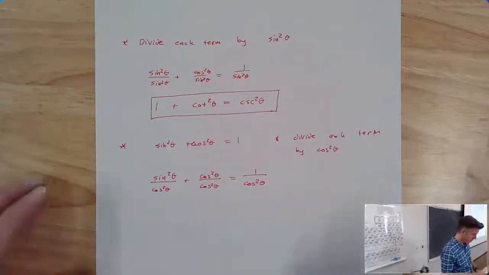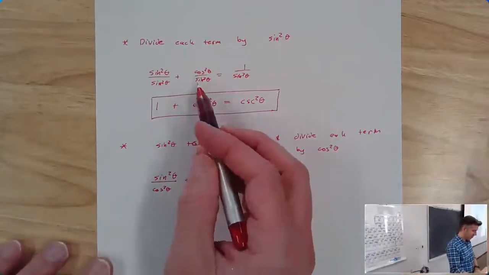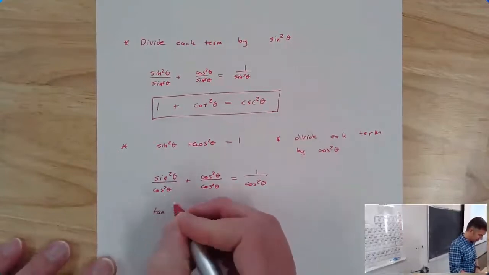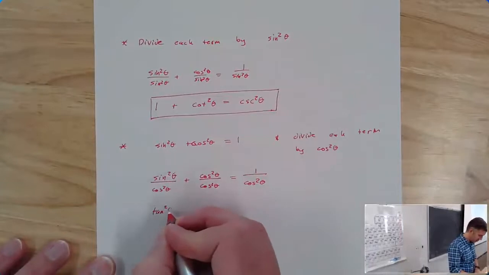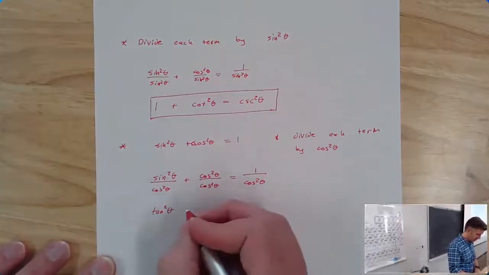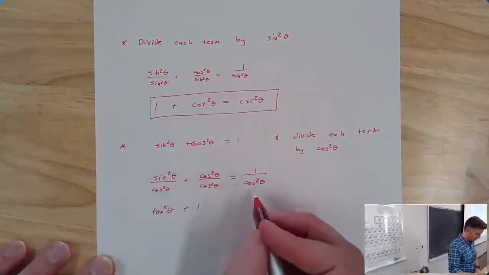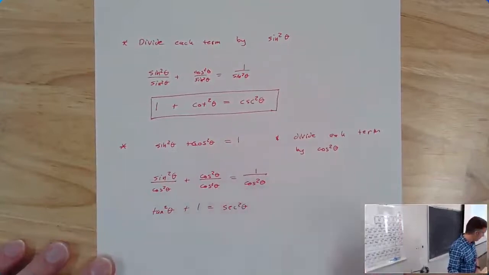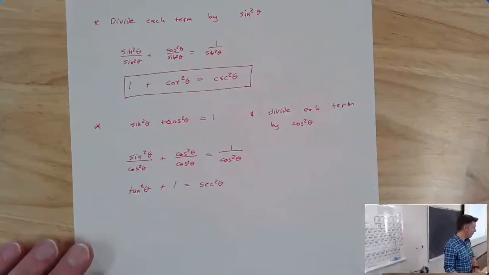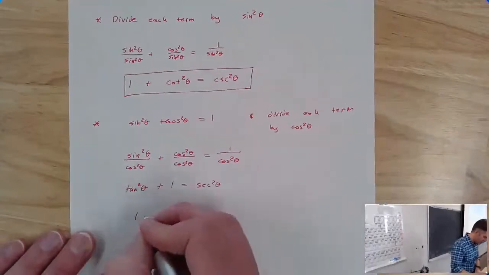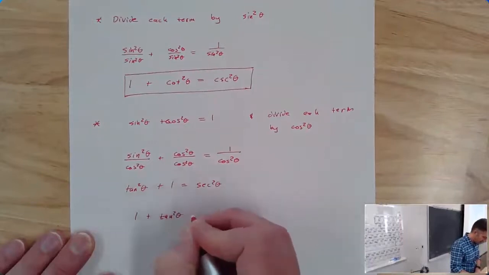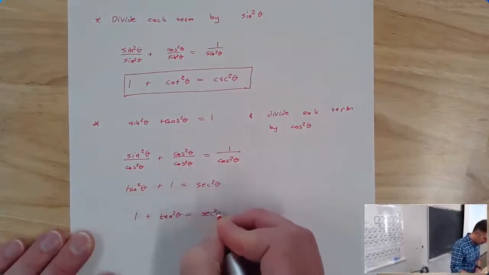Just like cosine over sine was cotangent, sine over cosine is tangent. So sine squared over cosine squared is tangent squared theta. Cosine squared divided by cosine squared is 1. 1 over cosine is secant, so 1 over cosine squared is secant squared theta. Now I'm going to rewrite this slightly differently because it's more often expressed as 1 plus tangent squared theta equal to secant squared theta.